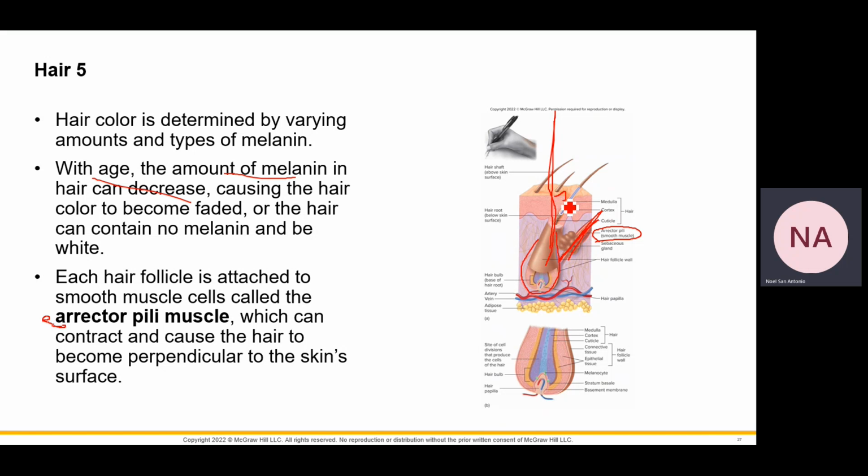Okay? And that process is called piloerection. Pagka tumayo yung buhok natin, pag tayo kinikilabutan, di ba? Sa Tagalog, okay? The process is called piloerection.